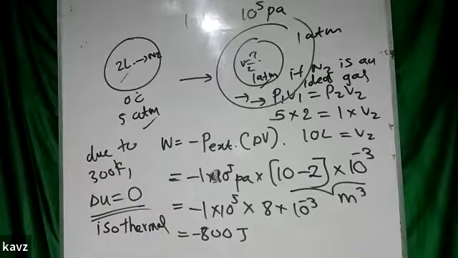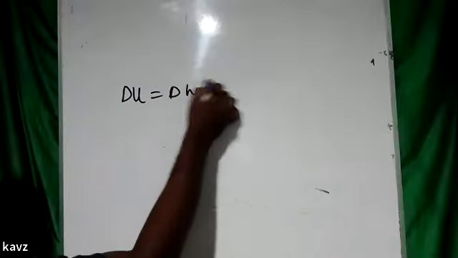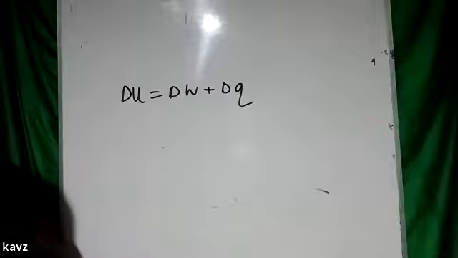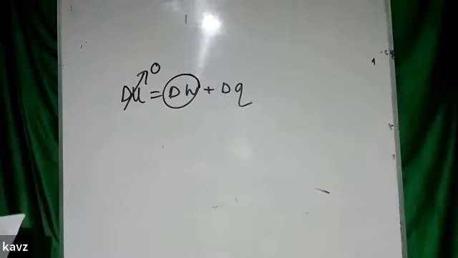Next one. 1 mole of ideal gas is expanded at 400 Kelvin temperature from 10 liters to 100 liters reversibly. Then calculate the heat in joules. They're asking about the heat. Not the work, but we know delta U equals delta W plus delta Q. There is no mention about the temperature change, so we assume it is under constant temperature. When there is a constant temperature, it is an isothermal process. So delta U becomes 0. And we know how the work comes.